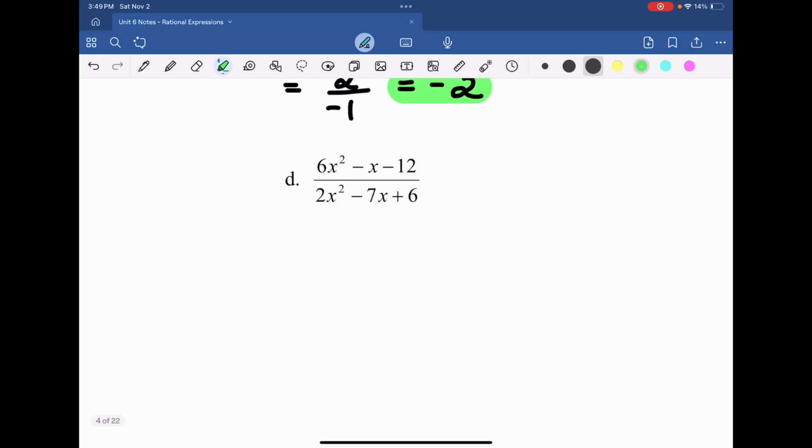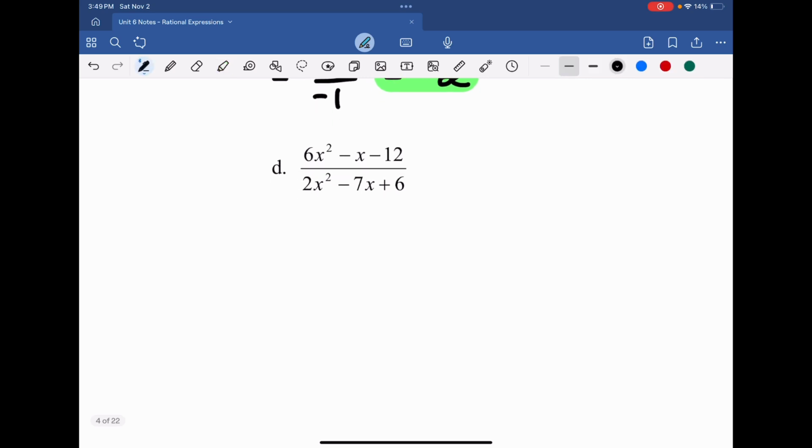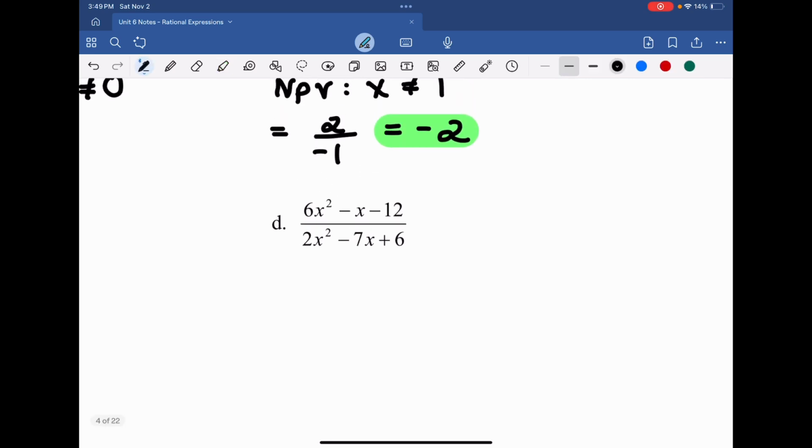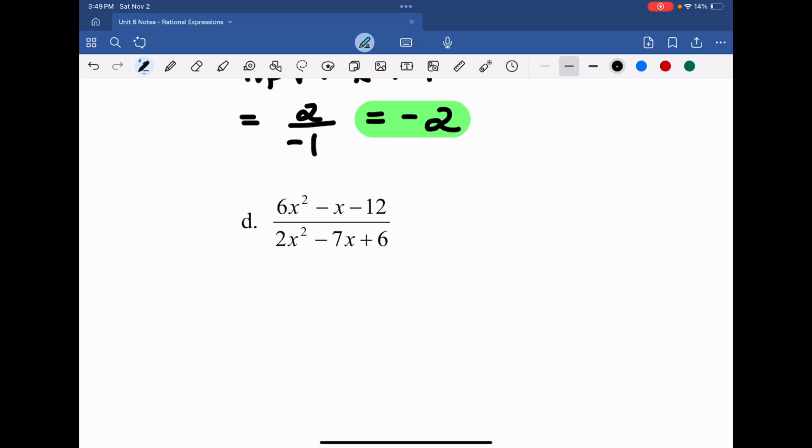With D, this one requires that we do decomposition. So we're going to have to do a little bit of work off to the side with factoring these first, and then we'll go and put them into the equations here. So what I'm going to do is off to the side, because I recognize this requires decomp, in the numerator, multiply to make 72, add to make negative x. That means my values are going to be 6x squared minus 9x plus 8x minus 12.